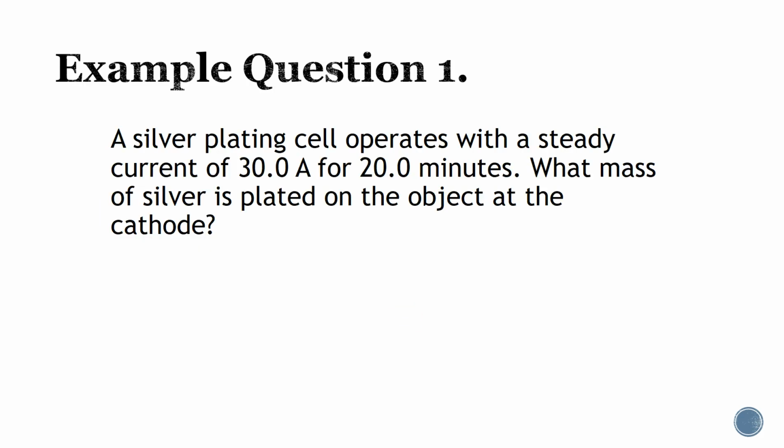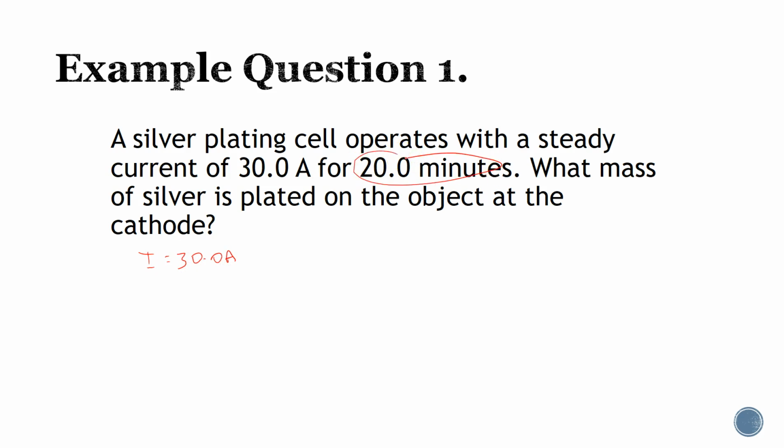Let's have a look at it. So we're taking a silver plating cell, so when we look at these, we need to think carefully about what is the metal that I'm plating, and then what can we do from there. So in this case, we have a silver plating cell. It operates with a steady current, so the current isn't changing. So I is equal to 30 amps, for 20 minutes.